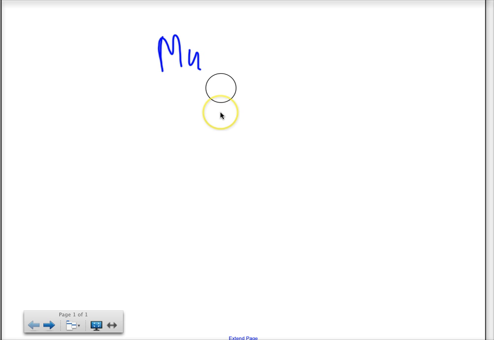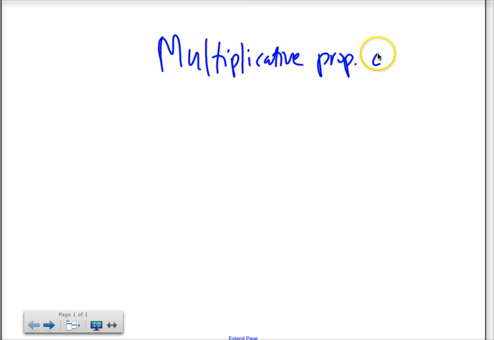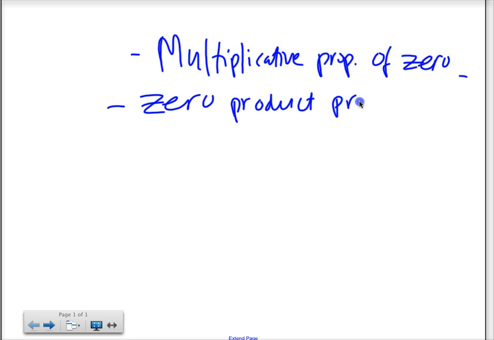Well, can't spell, sorry guys. I'm just going to write property of 0. Or we can also call this the 0 product property too. So it has two names. Either way is fine. Notice it's pretty much the same. Product means multiply, right? 0, you already have that, so it's the same stuff. But I just kind of switch the terms around. So I have two ways of saying this same property.